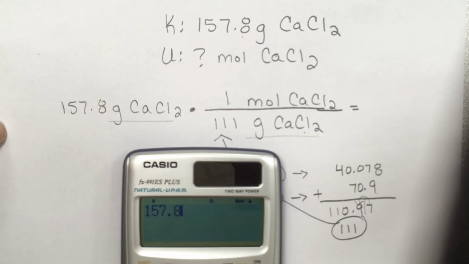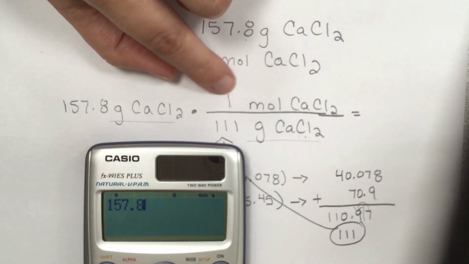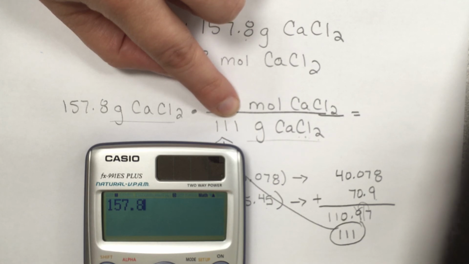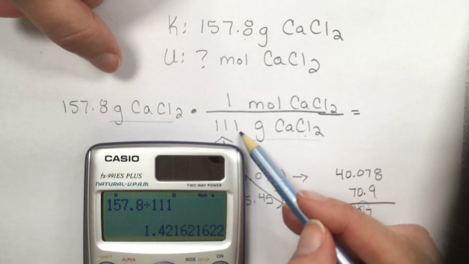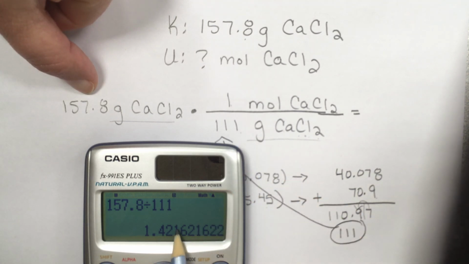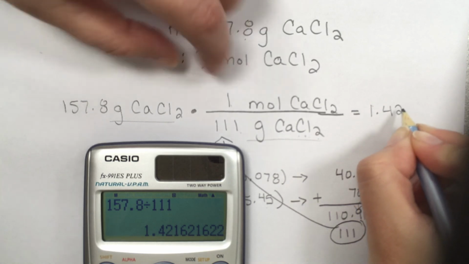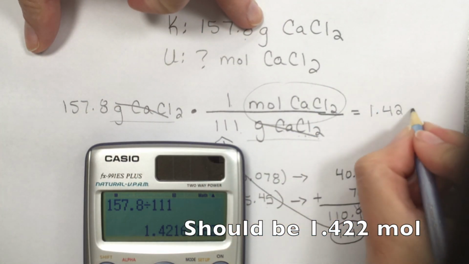So we have 157.8. So now 1 is here, so we're ignoring this and we're dividing by this. So 157.8 divided by 111. And our answer is 1.42. So we have 3 significant figures here, 4 here. So 1.42, the 1 won't round. So we'll do 1.42. These units cancel, and we're left with moles of calcium chloride.